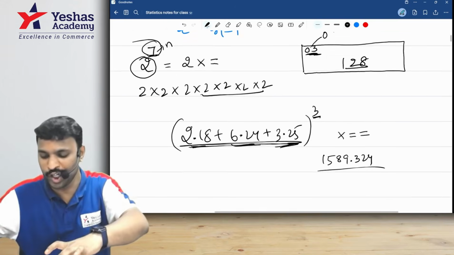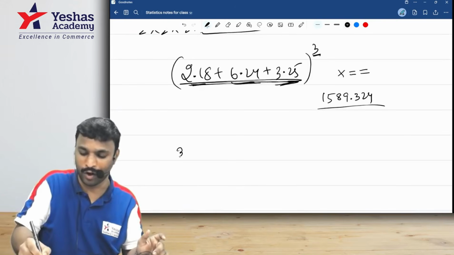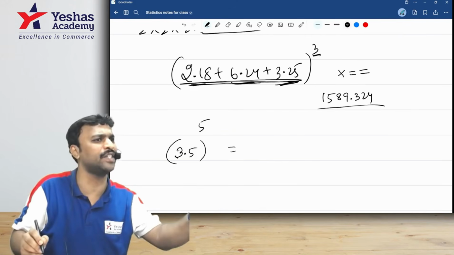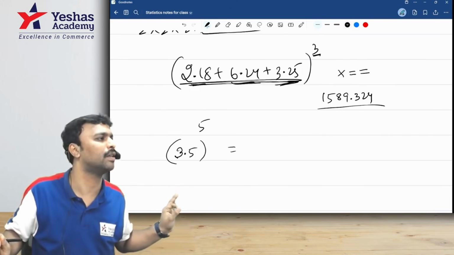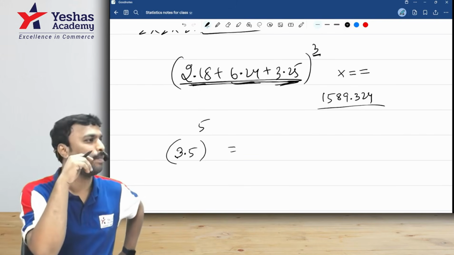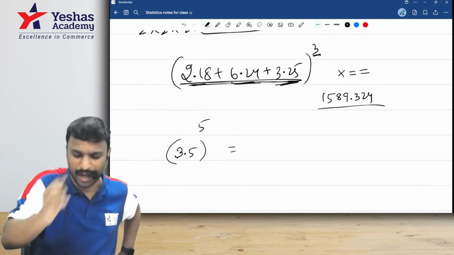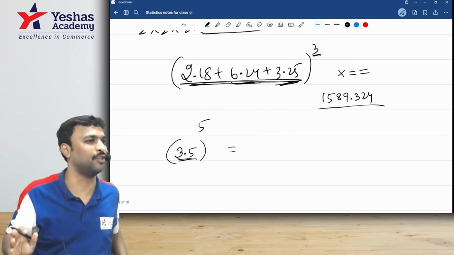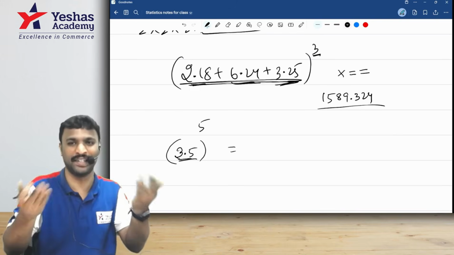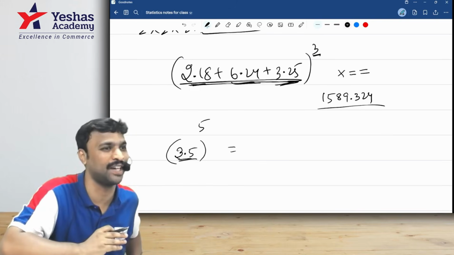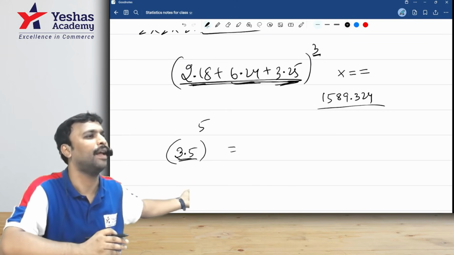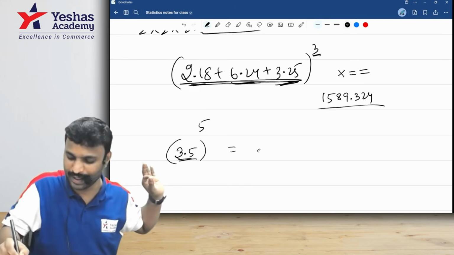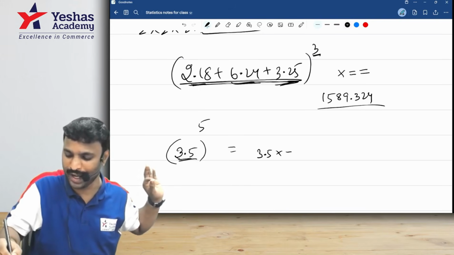Now I want you to do this calculation: 3.5 power 5. Tell me, would you keep the counter reference for this or not? It's a single value 3.5. If it is addition, multiplication, or subtraction of two numbers, you cannot keep the counter reference. It's a single number. Can you keep the counter reference? Yes, sir. So 3.5, press into, keep pressing equal.